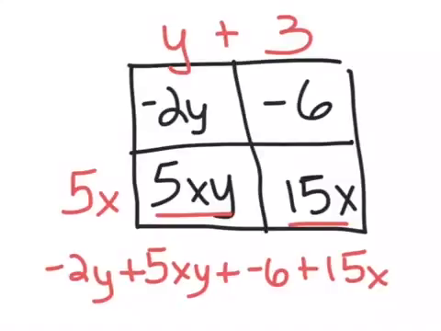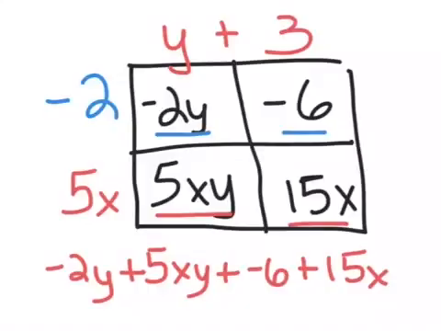But because both of the top terms, the negative 2 and the negative 6, are negative, our term has to be negative. So how are we going to get this? Well, negative what times 3 gives me negative 6? It's going to be a 2. So negative 2 times y gives me negative 2y. Negative 2 times 3 gives me negative 6. 5x times y gives me 5xy, and 5x times 3 gives me 15x.